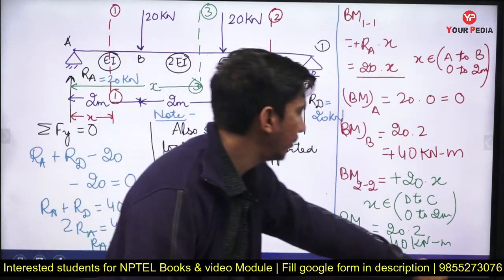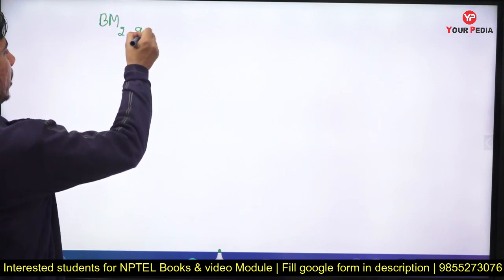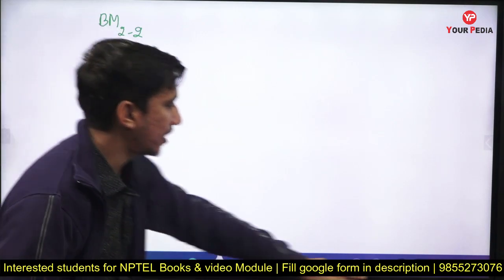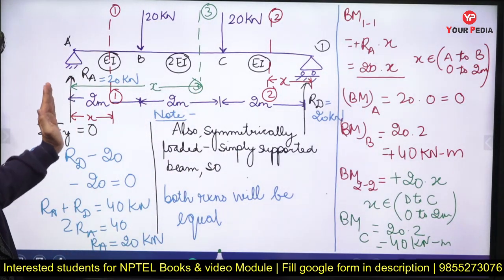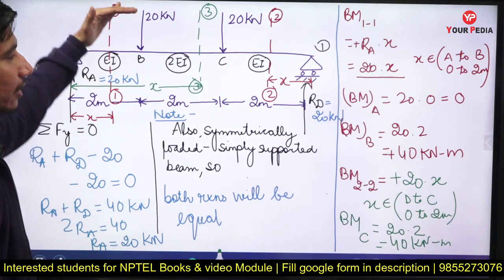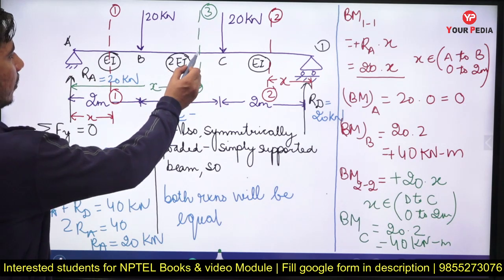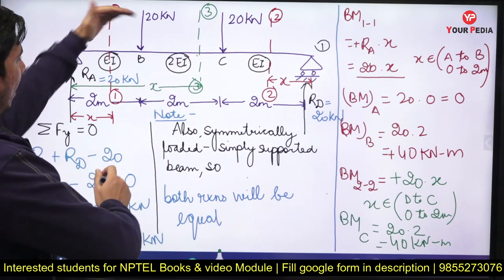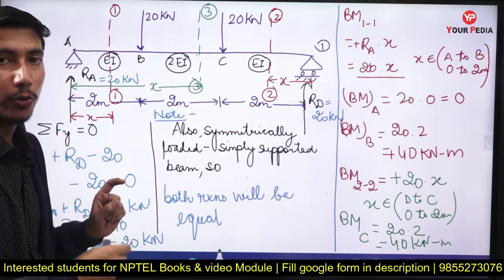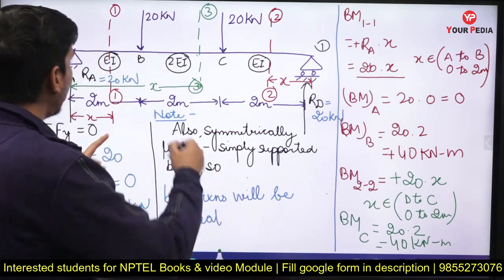So I can write the bending moment at section 3-3 will be equal to RA, positive, at a distance of x. As you can see, this RA reaction will be creating a positive bending moment for this section 3, and the distance between this force and this section is x.